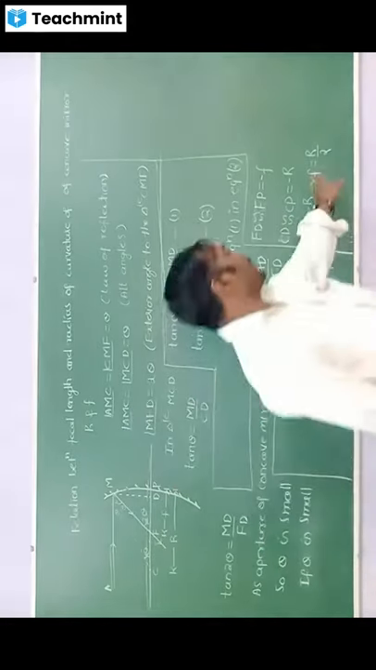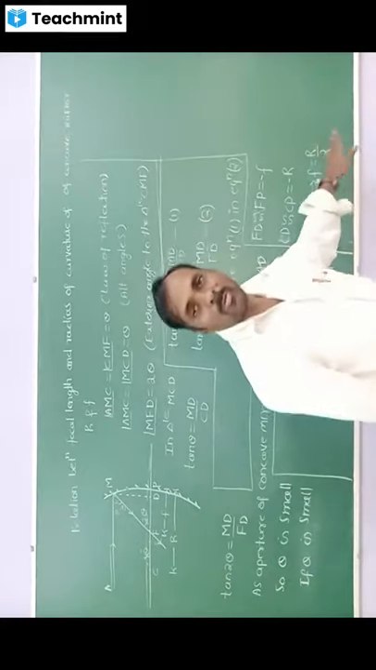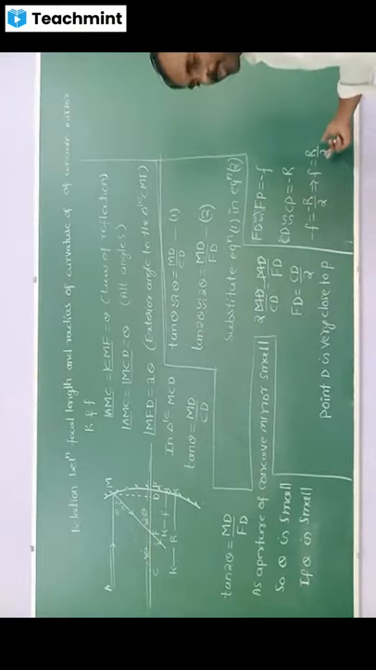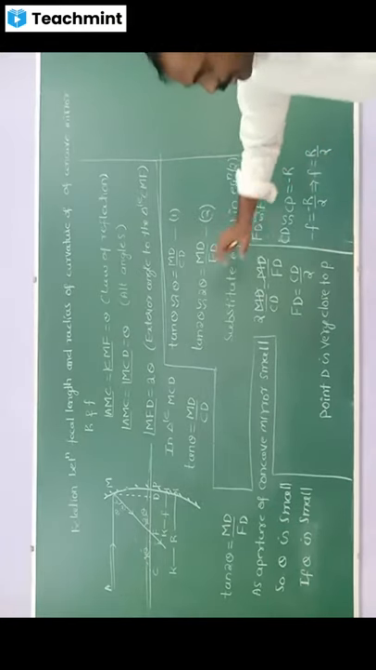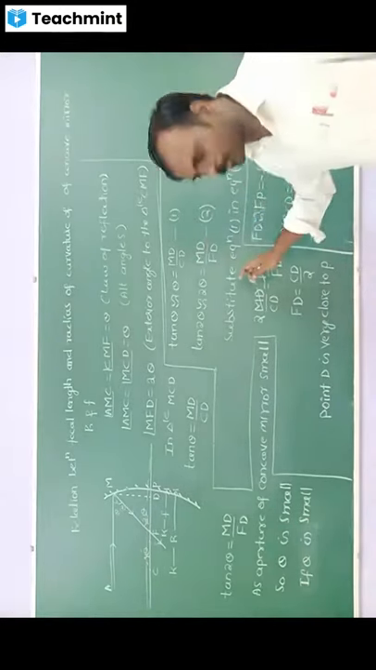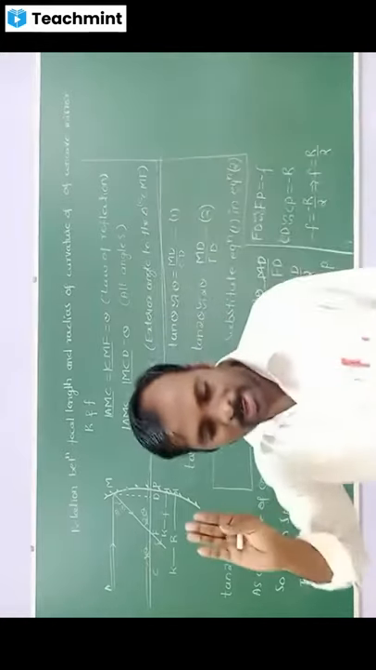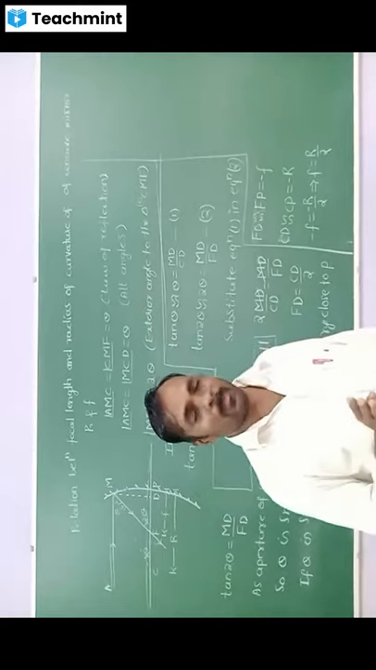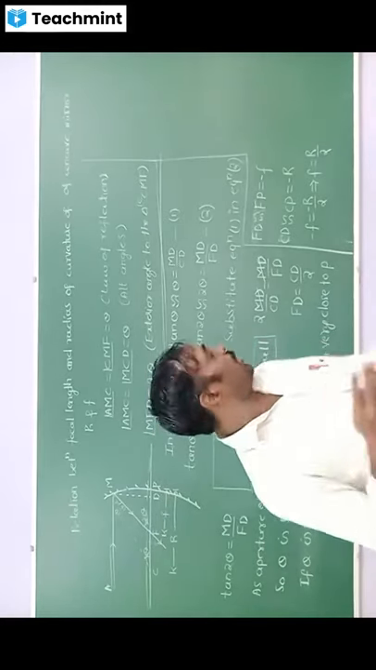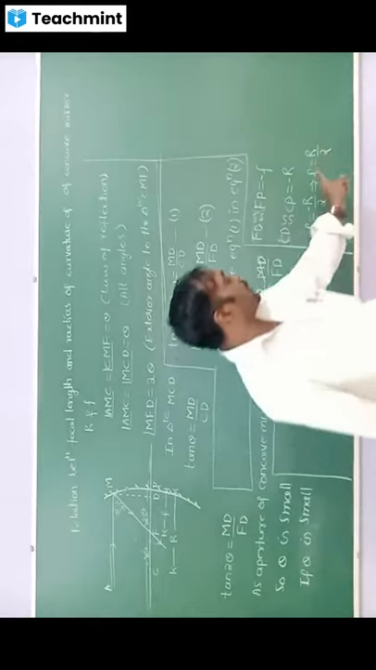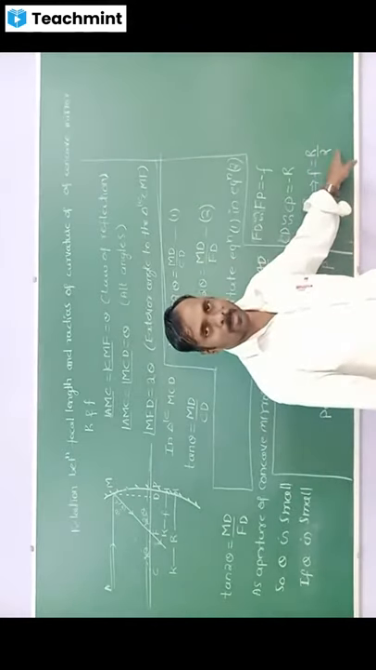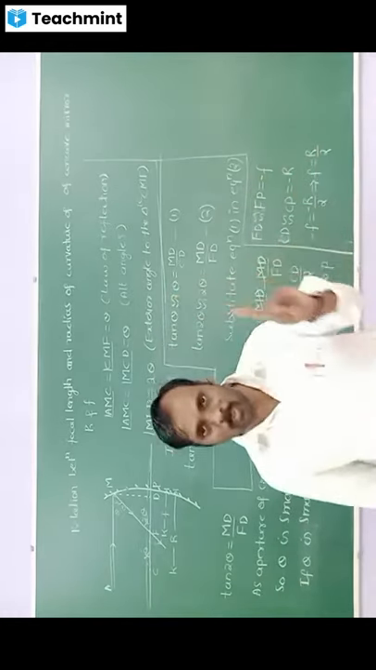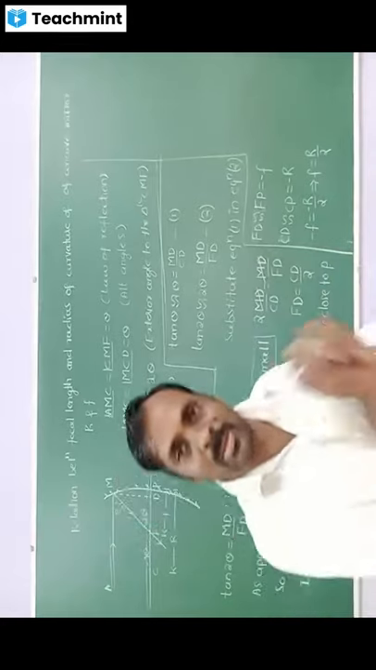Using this relation, we can solve many problems. The same thing is applicable for a convex mirror also. Here we derived the relation for a concave mirror. In the lesson, we derive this relation only for a concave mirror, which is applicable for convex also. So for concave, f equals R by 2, and for convex also, f equals R by 2 only.